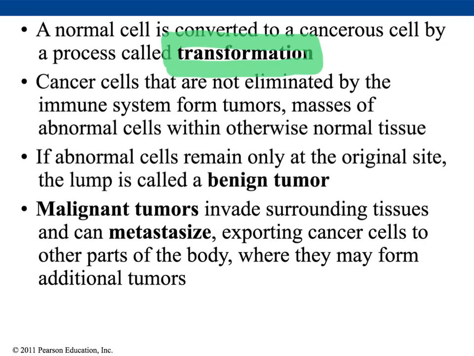Normally, our immune system looks for damaged cells and destroys them. Tumors, that's what we call that mass of tissues. If they're staying in one spot, they're called benign. If they're moving or metastasizing, moving to other areas and invading other spaces, then they're called malignant.